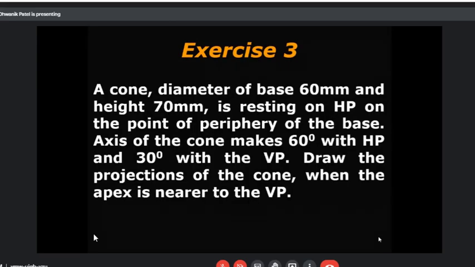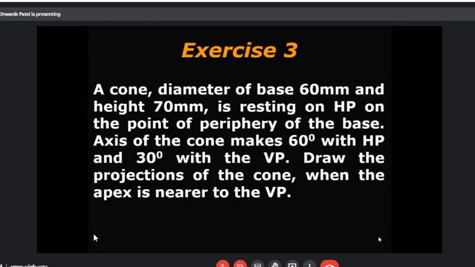Okay, now all of you listen here. Suppose in your exams you are asked a problem regarding solids of revolution like cone and cylinder. How will you solve that problem? Cone and cylinder have the same phenomena, right? So here you will all read the data carefully.